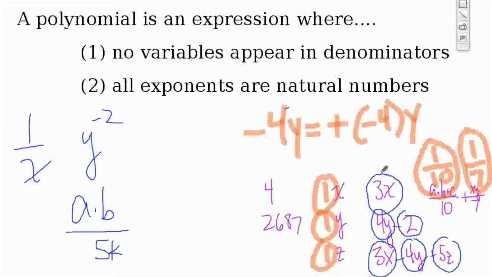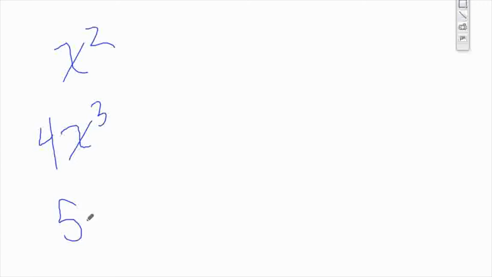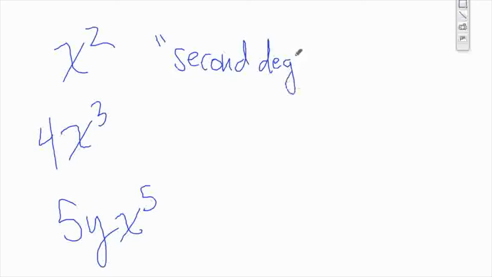Now, another word that people will use is degrees. The degree of a polynomial is nothing more than the biggest exponent. So, for example, I will put here a couple of polynomials. We would say that the first one is second degree. On the second one, let me just make it a little bit more complicated.